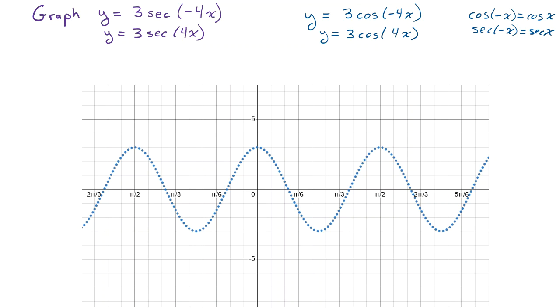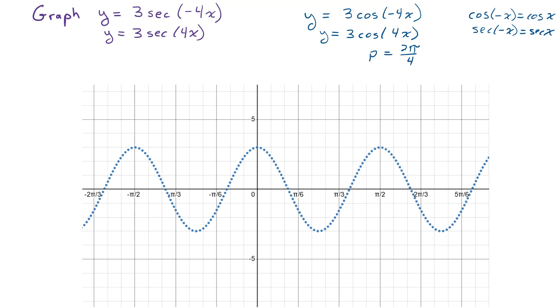Okay, so we've already done the period and the amplitude. So the period we got by taking 2 pi divided by 4. So that's pi over 2. So you'll notice that we're completing one period in pi over 2 down here. And then our amplitude is 3, so we're going up 3, down 3. So that's the first thing you want to do, is graph the cosine.